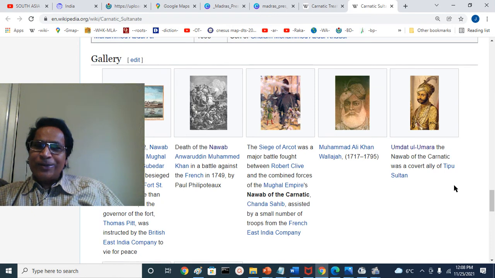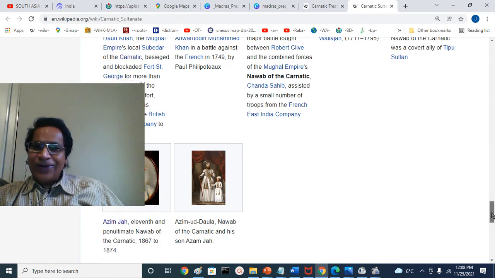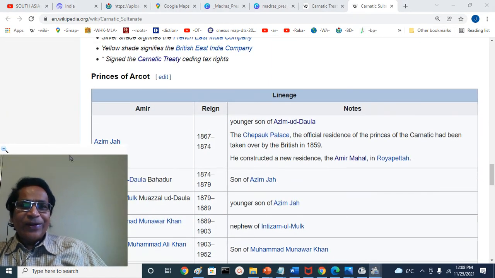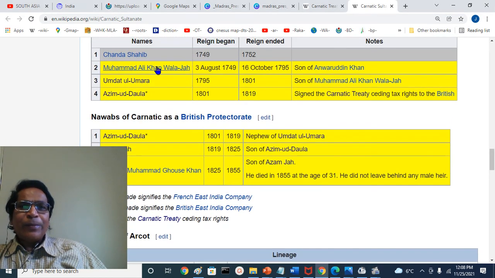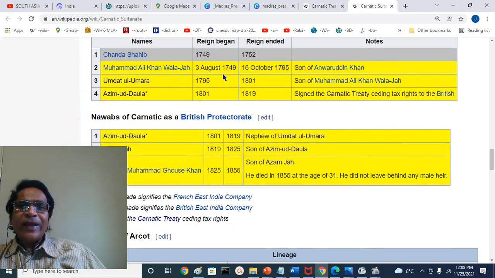British asked him to sign the treaty. Umdat's son didn't sign. Whereas Umdat's nephew, that is his brother's son, Azim-ud-daula, signed the treaty. That is called Treaty of Karnataka. And we can see here the Treaty of Carnatic. Muhammad Ali Khan Wallaza died in 1795, son of Anwaruddin. Umdat died in 1801, son of Muhammad Ali Khan Wallaza.